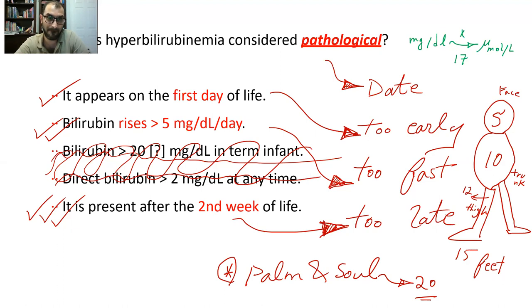Too late. Extending beyond the second week, or starting after the second week. Extending beyond the 14th day or starting then. The normal timing range for physiologic jaundice is between day 2 and day 14. Physiologic jaundice doesn't start after the 14th day, or extend beyond the 14th day. It's your 14th date, and the guy has barely touched your hand. Too late. That's not normal either.